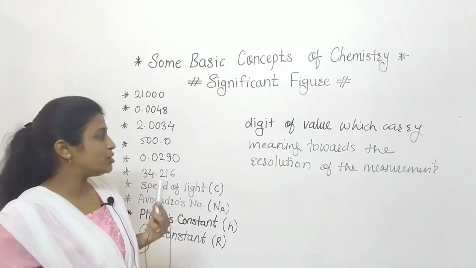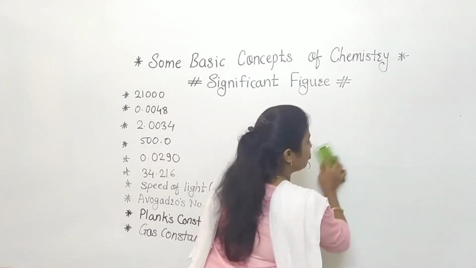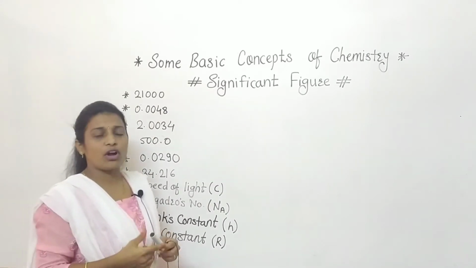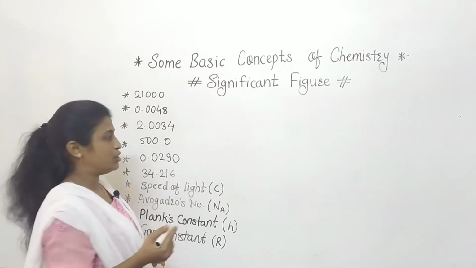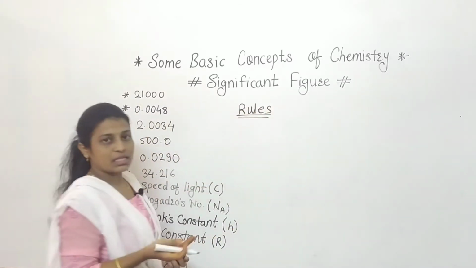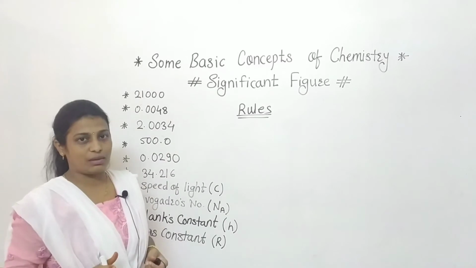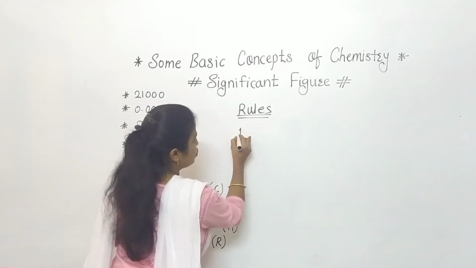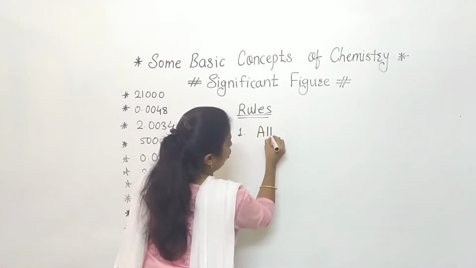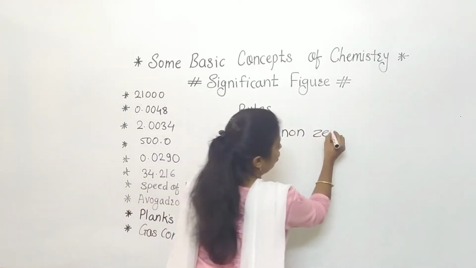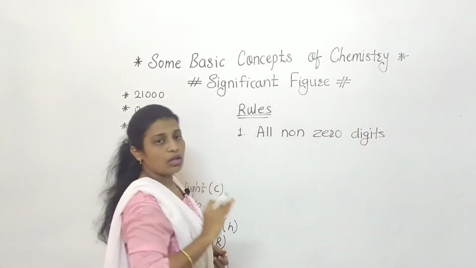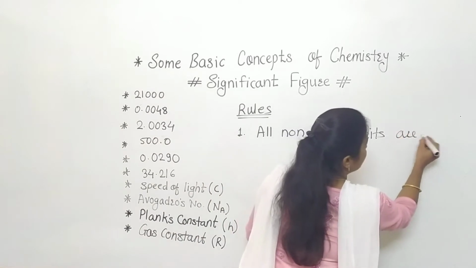Now we have to discuss some rules. With the help of these rules we can find out the significant figure, because if we do not know these rules we cannot apply this. So we are going to discuss these rules. One rule we will discuss and we will apply it for this concept also. Okay, now see, first rule is that all non-zero digits are significant.